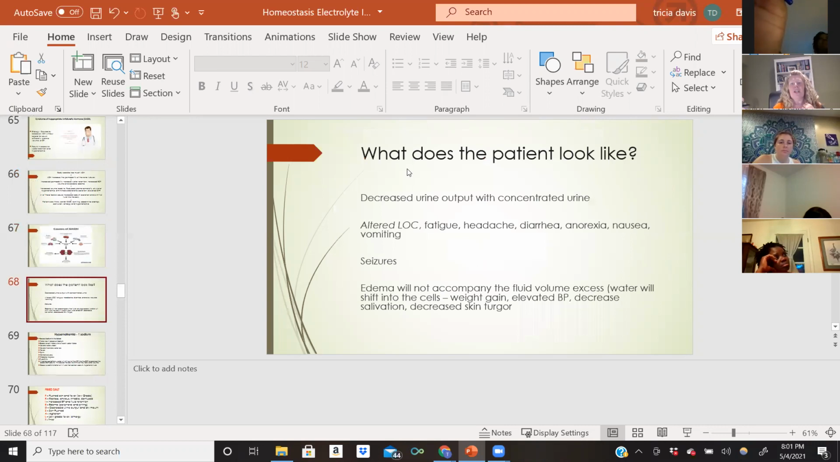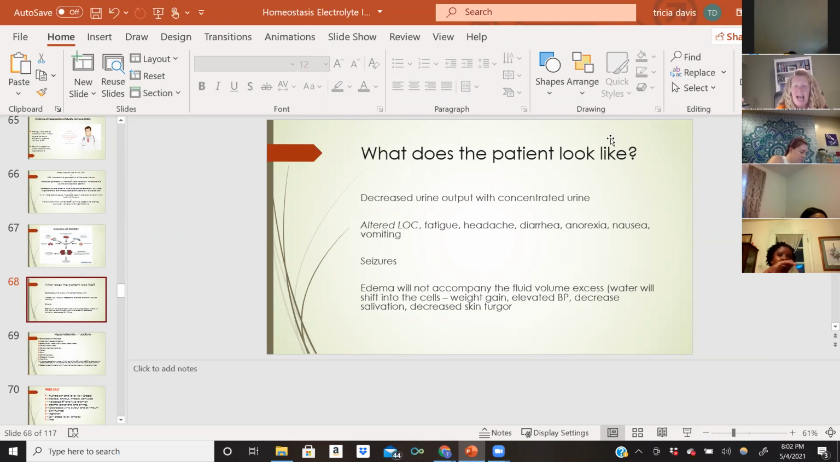SIADH. So what is the patient going to look like? We're going to see decreased urine output with concentrated urine, right? Because we are holding on to that water, so we're not getting it out. We're not going to the bathroom. Decreased urine output, more concentrated urine, altered level of consciousness, fatigue, headache, diarrhea, anorexia, seizures.